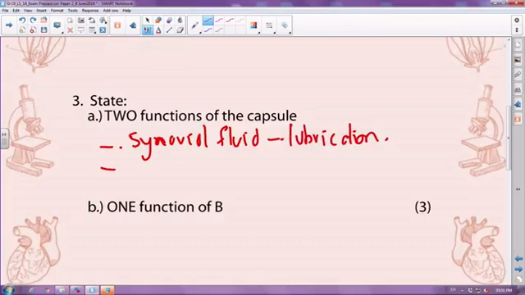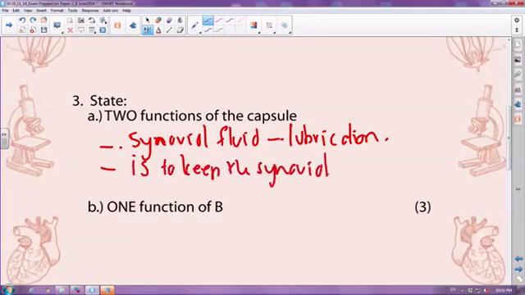Another function of the capsule is to keep the synovial fluid in place. If you didn't have a capsule, your knee or this elbow would be swollen all the time, because the fluid would just go out and fill up all the spaces. Here we just want to keep the synovial fluid contained.